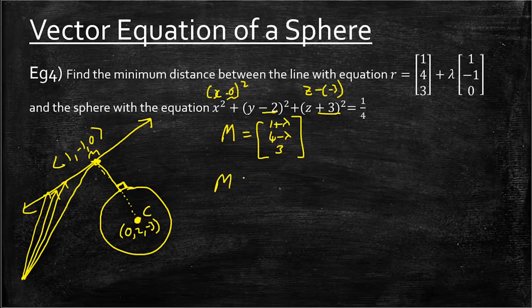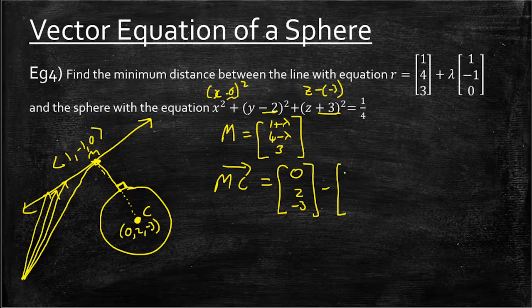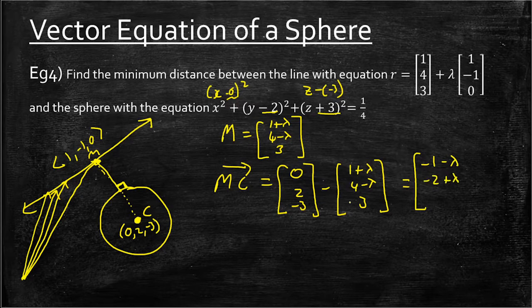So if I'm going from M to C, that's going to be point C subtract point M. So it's going to be 0, 2, negative 3. That's my C vector. Take away my M vector, which is going to be 1 plus lambda, 4 take away lambda, and 3. When we subtract those two from each other, we're going to get minus 1 minus lambda. 2 take away 4 is going to be minus 2 plus lambda. Negative 3 take away 3 is going to be negative 6.